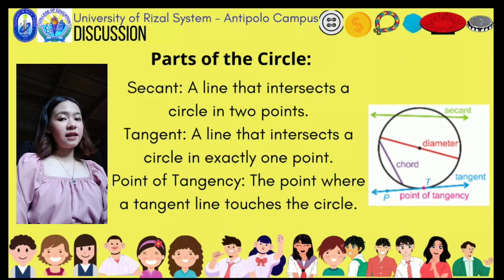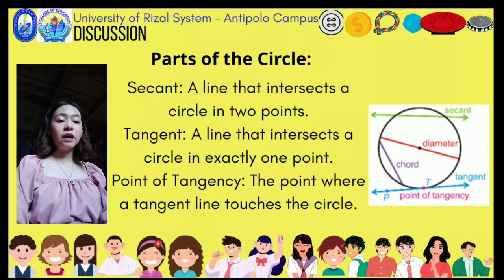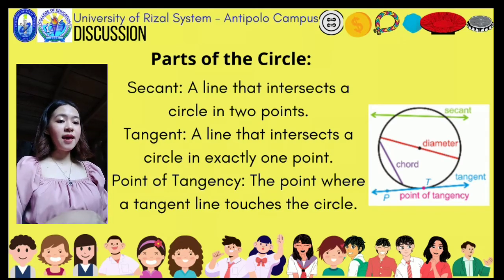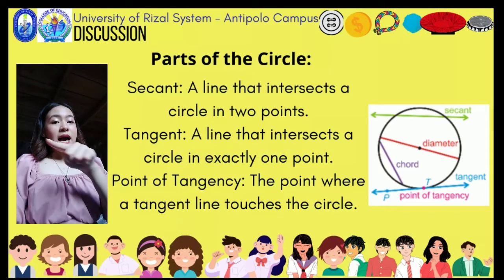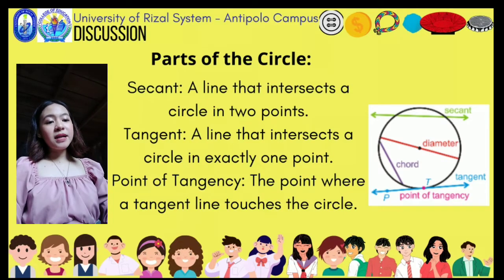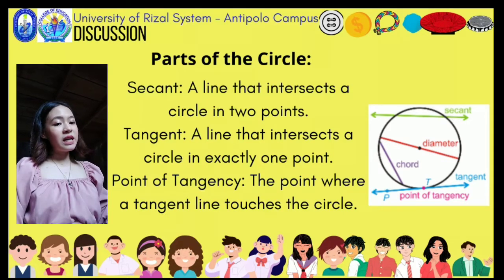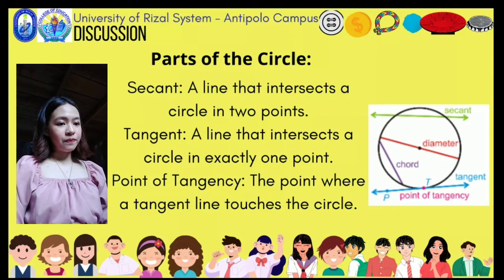Next is the secant. A line that intersects a circle in 2 points. Ayan, kung makikita nyo yung color green na line na yan, secant yan. Siya yung lumagpas, yung linya na yon, lumagpas siya sa circle.